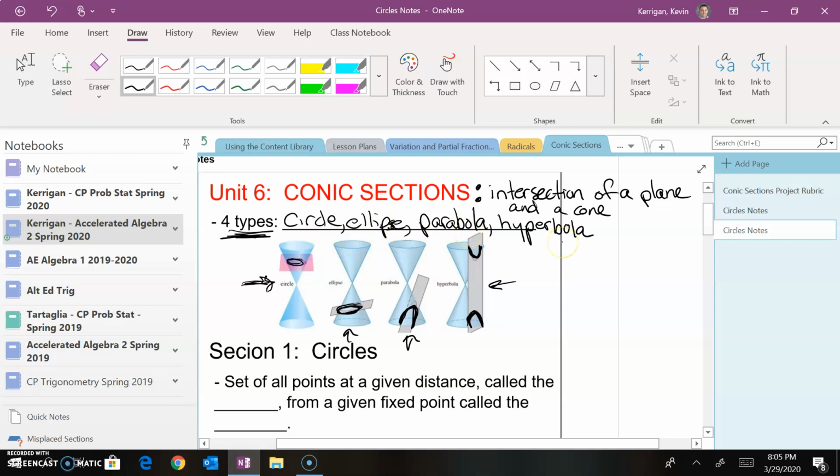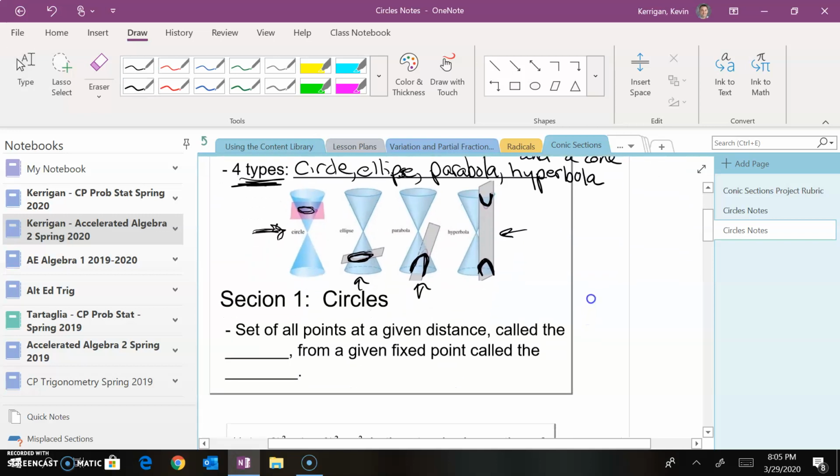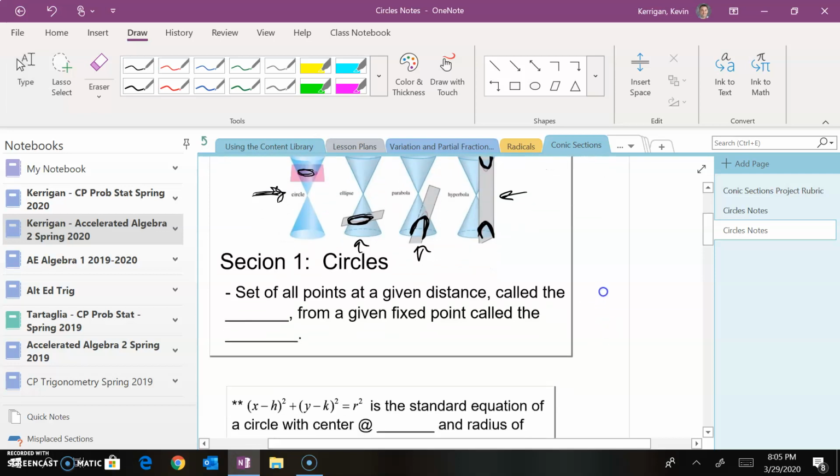We talked a little about parabolas already within our quadratics unit. Now we're going to get in a little bit more with parabolas that are in functions that open side to side in a couple days. But we start today with circles.